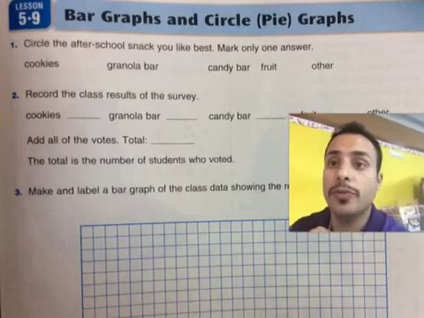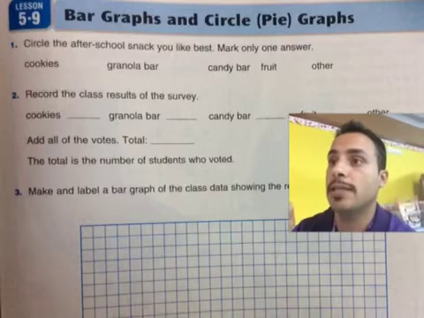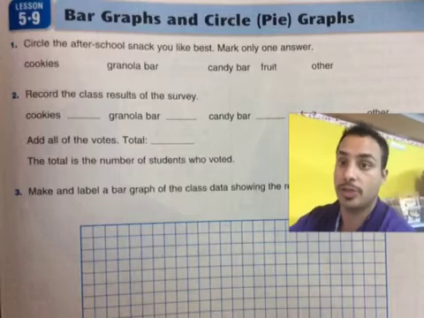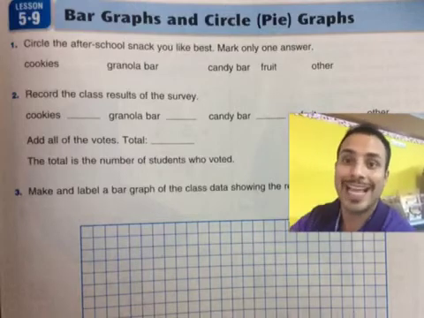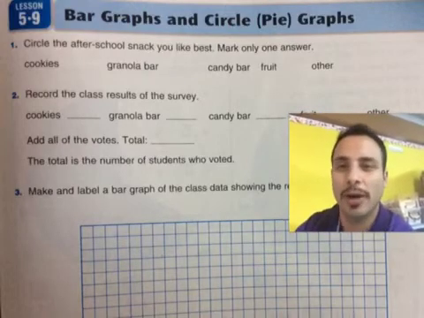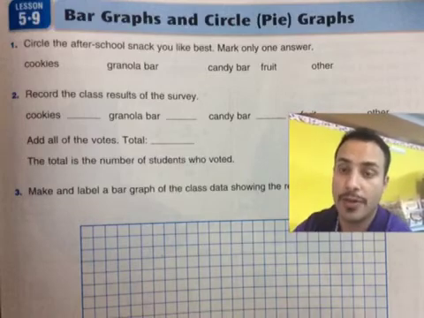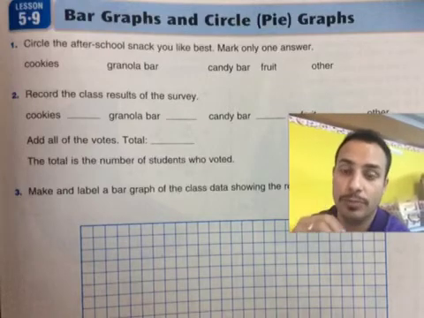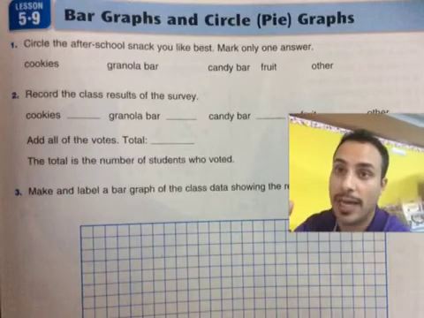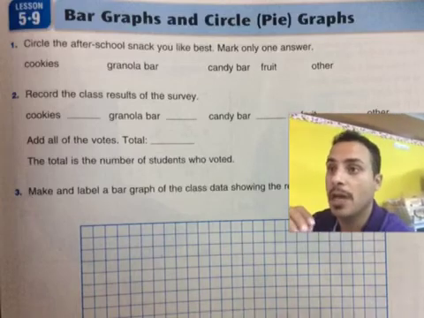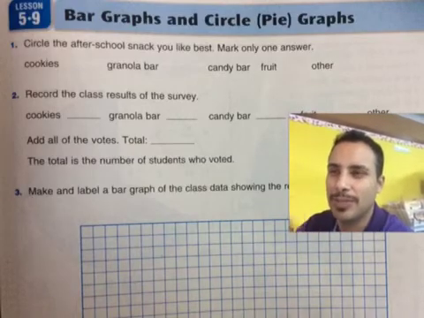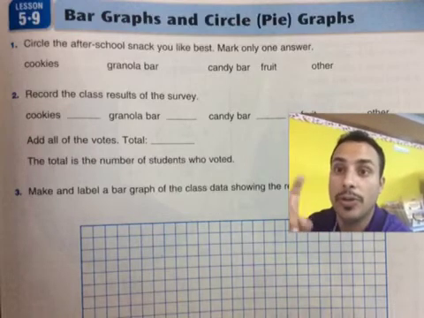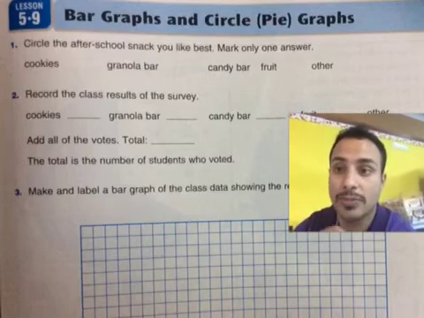What I want you to do for home is look at question number 1. It says, circle the after-school snack you like best. Only circle one. And these are your choices: cookies, granola bar, candy bar, a candy bar is usually like a chocolate bar, fruit, or other. I personally love coming home sometimes and having a fruit. You guys know I love my bananas, but I also like cantaloupe or even watermelon. And sometimes I just want something extra sweet, so I'll go for that cookie. But if I really had to choose, I would choose fruit. Now, choose only one, and have that answer ready for tomorrow.